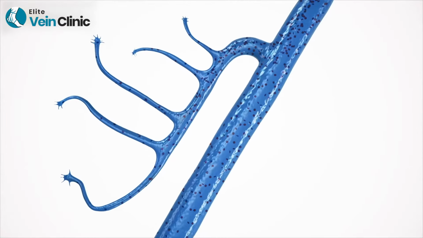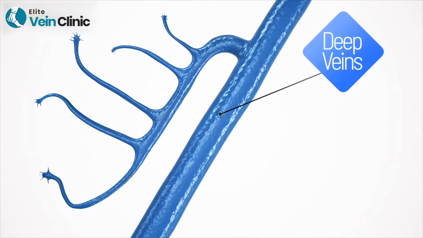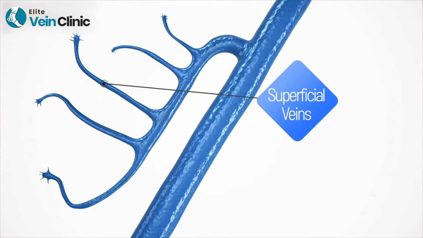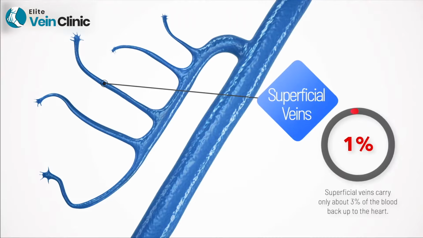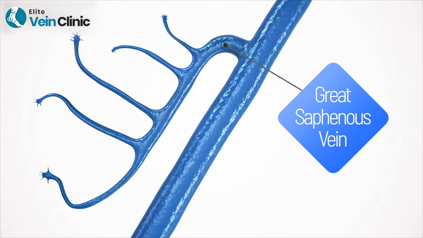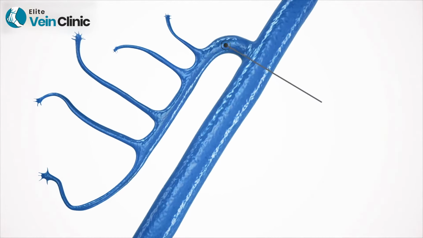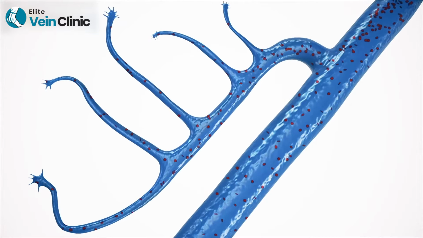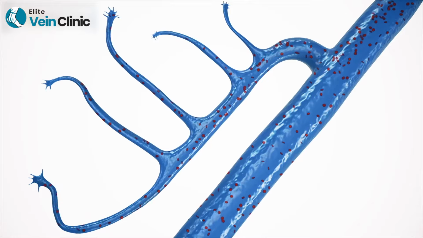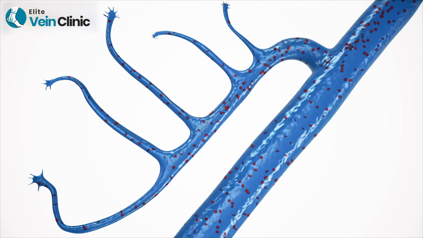In your legs, you have two sets of veins. The deep veins are much larger than superficial veins and are responsible for around 97% of the blood returning to the heart. The superficial veins are the veins just beneath the skin surface. They are less important and carry only about 3% of the blood back to the heart. The most important and largest superficial vein is the saphenous vein. In healthy veins, blood is flowing in an orderly fashion from the small superficial veins into the saphenous vein and then into the larger deep veins and up to the heart.